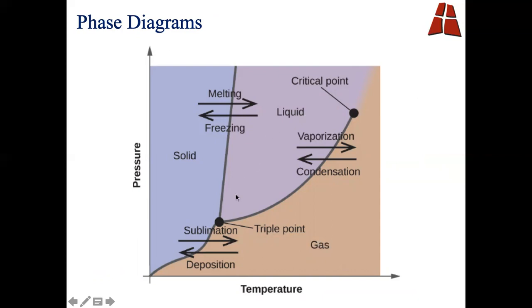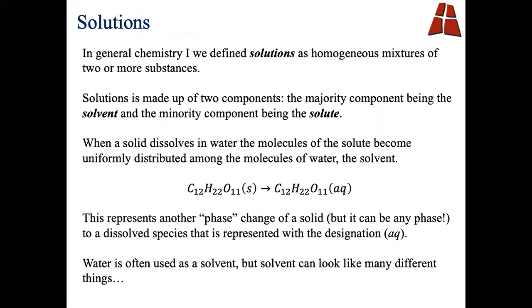Some other important points. We have a triple point at this branch where we have an equilibrium between all three of our phases. Anytime you cross one of these lines, you have a phase transition. And then once you hit a point called the critical point, you no longer have essentially pure liquid or pure gas, but a new phase in between them called a supercritical fluid, right?